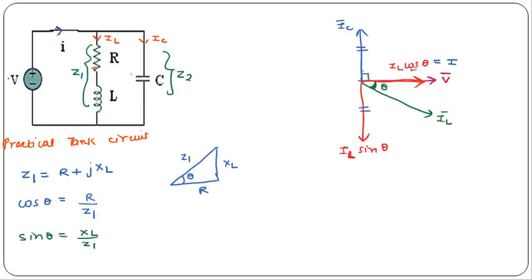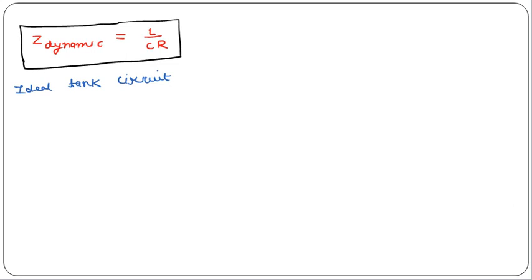Okay, so this resistance will be zero in the case of an ideal tank circuit. So in the case of an ideal tank circuit, this resistance R value is 0. So if the resistance R value is 0, then what will be the formula for F naught? Okay, so let me write the formula for the practical tank circuit.